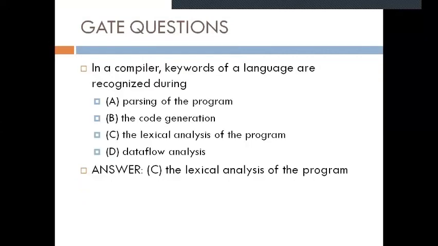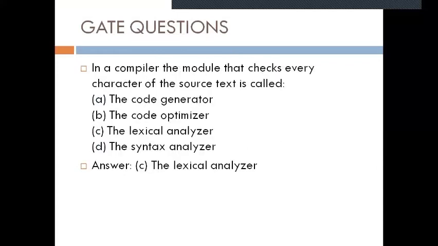The next question is, in a compiler, keywords of a language are recognized during which phase? The options are parsing of the grammar, code generation, the lexical analysis of the program, and data flow analysis. The answer is option C, the lexical analysis of the program. The next question is, in a compiler, the module that checks every character of the source text is called? The options are the code generator, code optimizer, the lexical analyzer, and the syntax analyzer. The answer is option C, lexical analyzer.